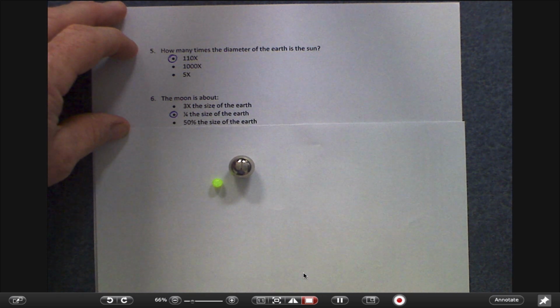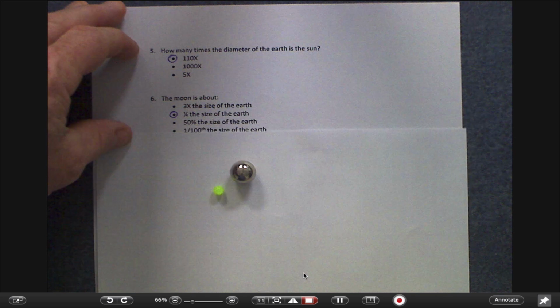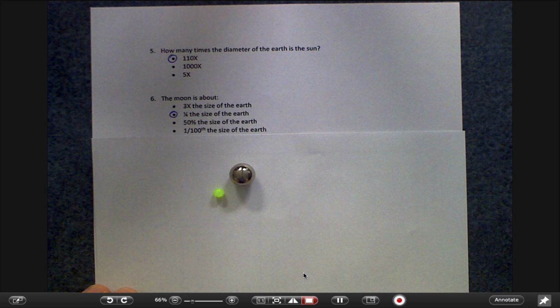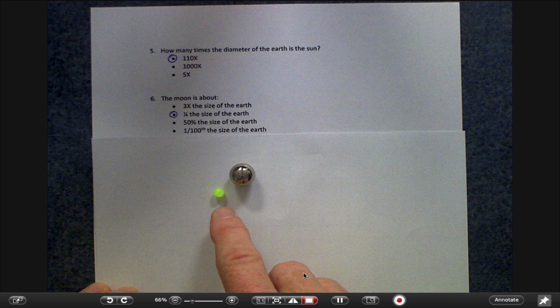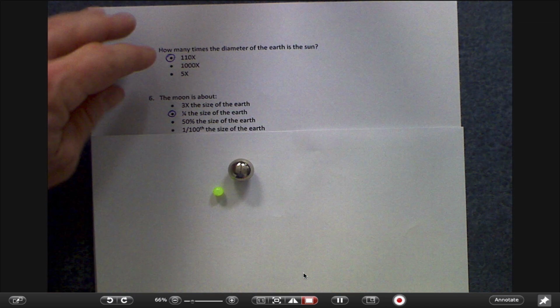Our other choices, 50% the size of the Earth. That's probably the best wrong answer because it still has the moon being smaller. And then 1/100 the size of the Earth. That's how much smaller the Earth is than the sun. Remember, way smaller than the sun, but that's not that much smaller than the Earth. So again, think of those scales every time.